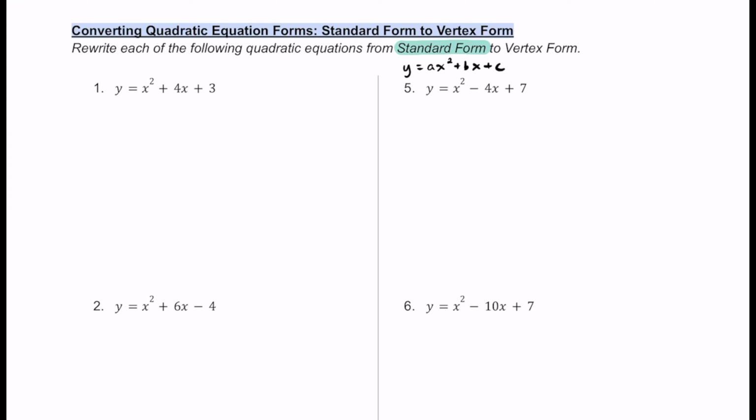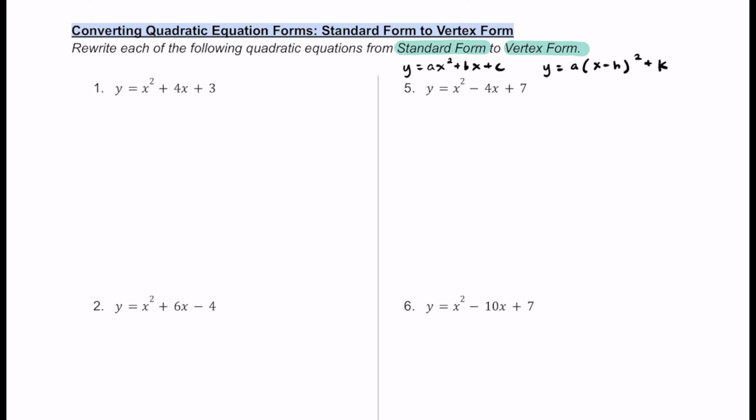And then our other form, which is vertex form, has a slightly different form, but it's just another way of writing quadratic equations or functions. So that's y is equal to a times the quantity of x minus h squared plus k. So two different forms of quadratics or parabolas.